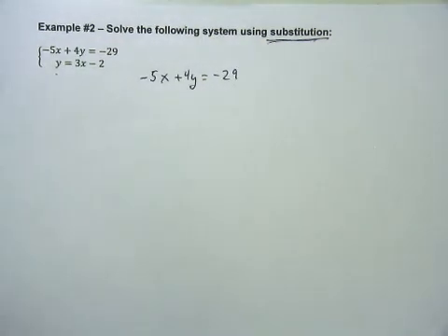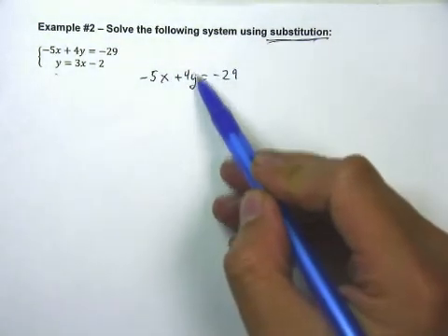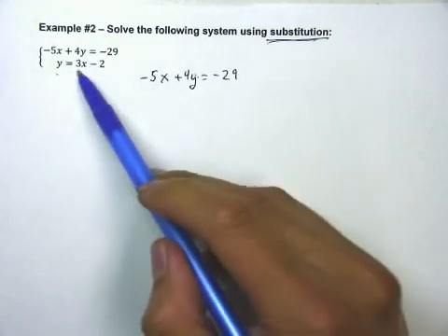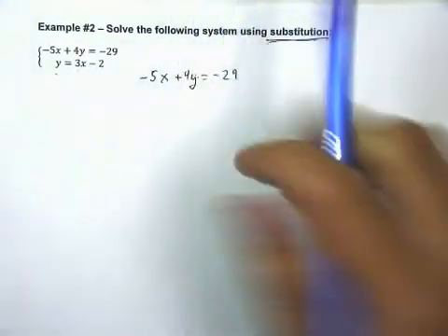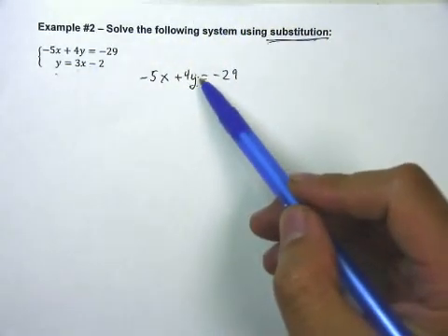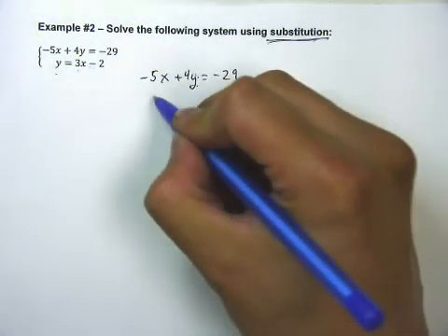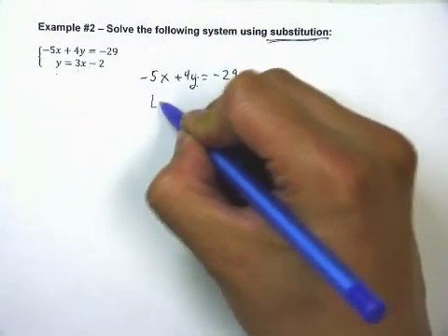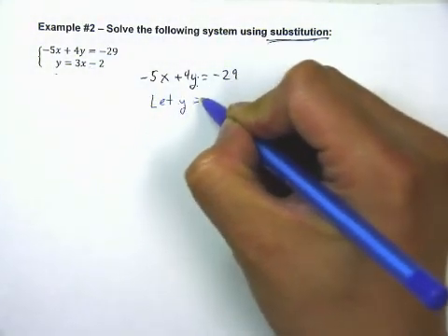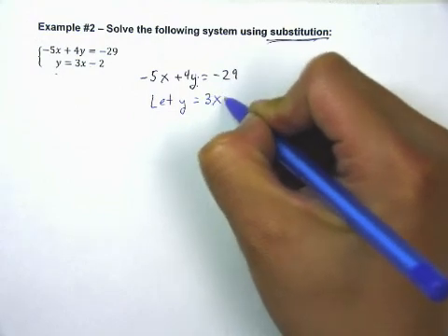So what I can do is replace this y with this expression, 3x minus 2, because the y here has to be the same as the y here. So I'm going to do that. I'm going to do my substitution. So let y be replaced, or let y equal 3x minus 2.